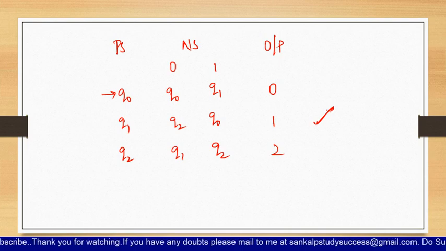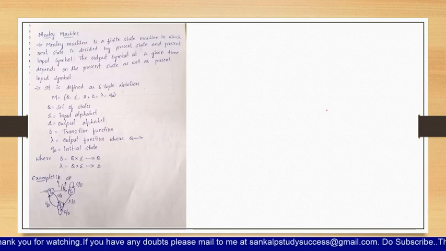Now let us discuss what is a Mealy machine and let us solve a problem of the Mealy machine. What is a Mealy machine actually? Here the next state is decided by the present state and present input symbol, and also the output symbol depends on both present state and present input symbol. Previously, in the Moore machine, the output symbol only depends on the present state, but here the output symbol depends on the present state and present input symbol. So this is the difference between the Moore machine and the Mealy machine.